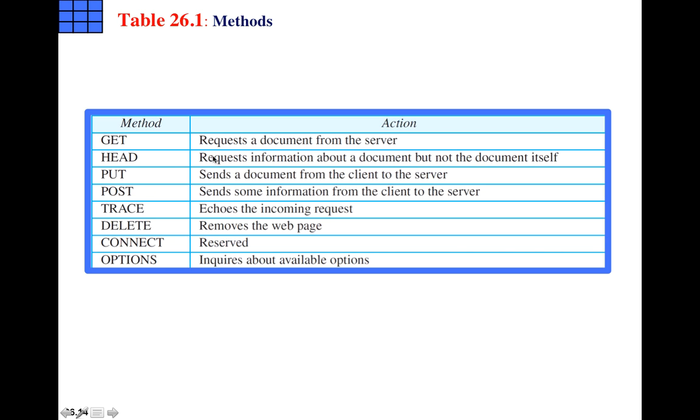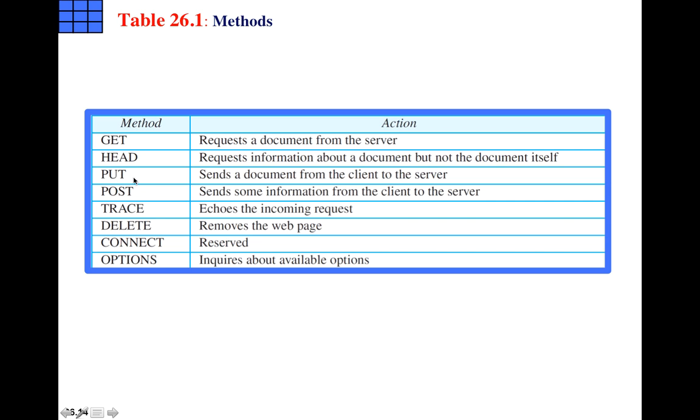HEAD, we are requesting information about a document, but not the document itself. So we could request things like, when was this document last modified? What is the type of document? What does it contain? Images, videos, audios. What is the format of the information? Is it JPEG? Is it PDF? Okay. So we could request information about the document, not the document itself. So this is another method of retrieving information.